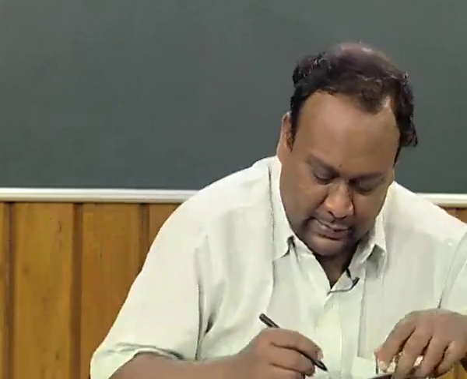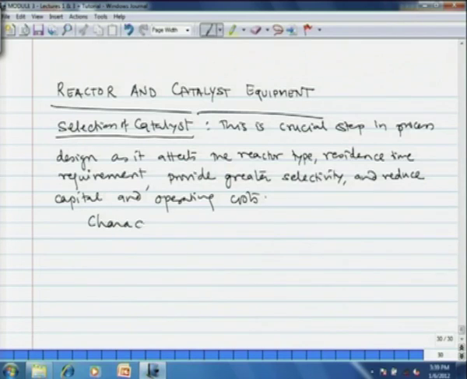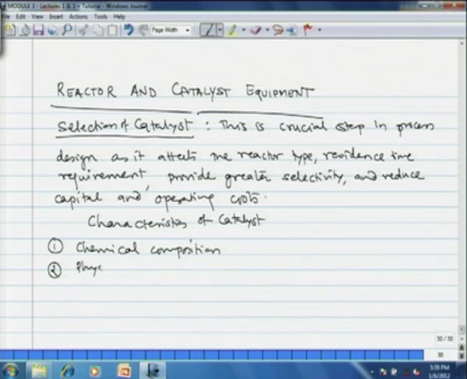The characteristics of catalyst: the chemical composition, what is the main element and supporting elements. Then second is the physical form of the catalyst, whether the catalyst is solid or liquid, and if it is solid, then what is the shape of that solid.